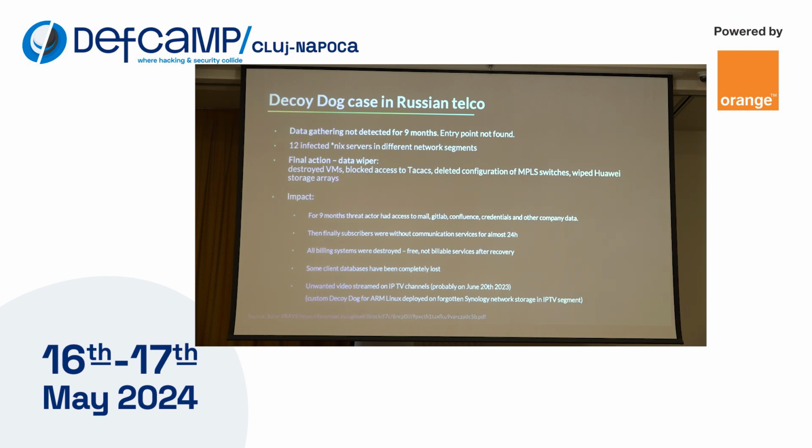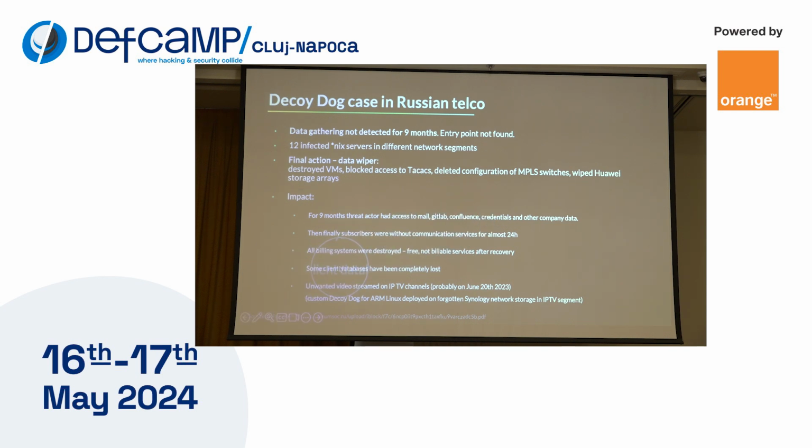The target was some kind of data gathering because for 9 months they've had access to corporate email, to GitLab, Confluence, different kind of credentials, other company data, right? So only after they noticed they are being observed, they basically wiped out the data. So then subscribers were without services for a day. And after they recovered the services, they had to provide them for free because they have no billing system whatsoever, right? So the mobile communication services were running after a day, but running for free.